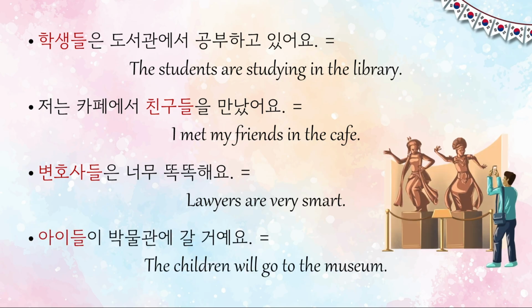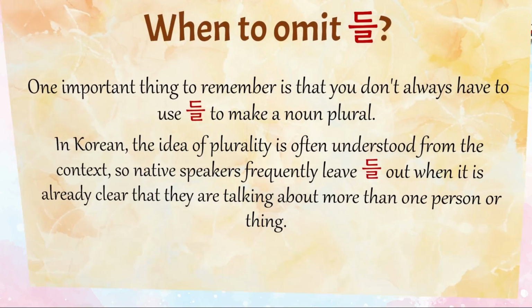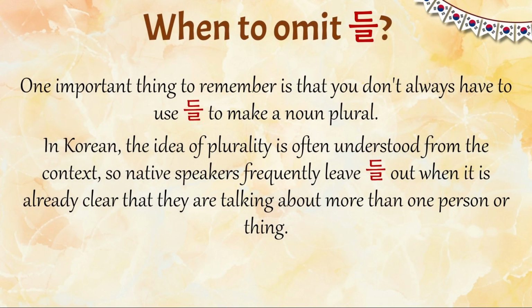Next, 아이들이 박물관에 갈 거예요. The children will go to the museum. Children, 아이들. Museum, 박물관. To go, 가다, future tense, 갈 거예요. So here children is the subject in the sentence. Therefore, we have attached the subject particle 이 to 아이들. Child is 아이, children 아이들. So this is how we use the particle 들 to make a noun plural. Now, when to omit 들?